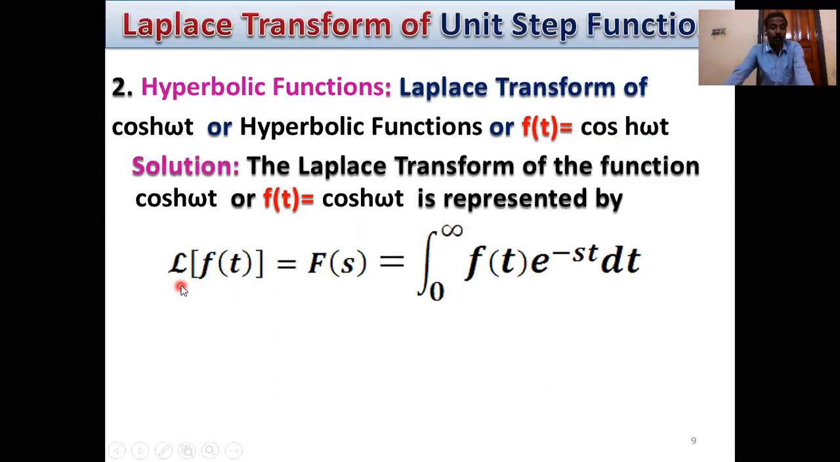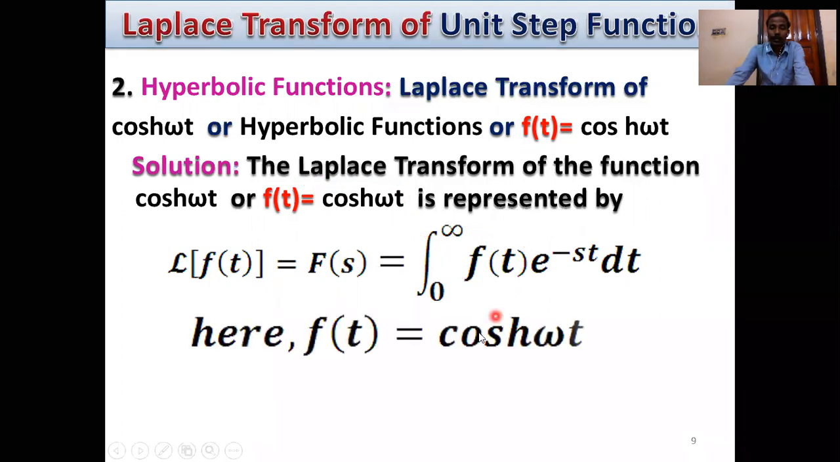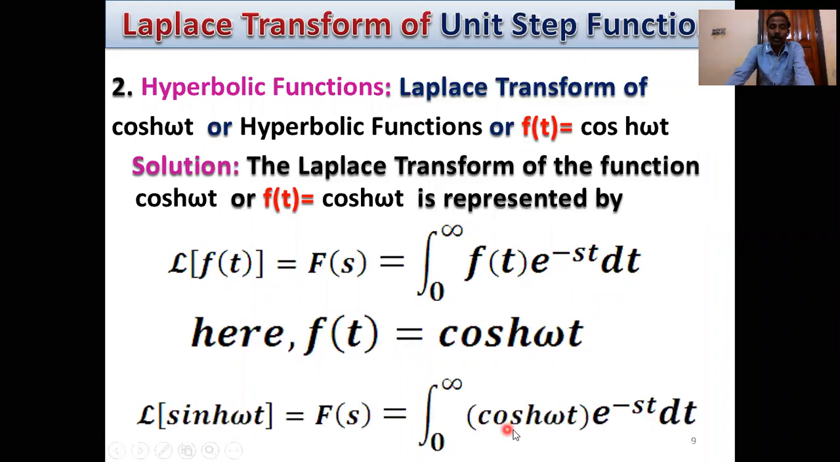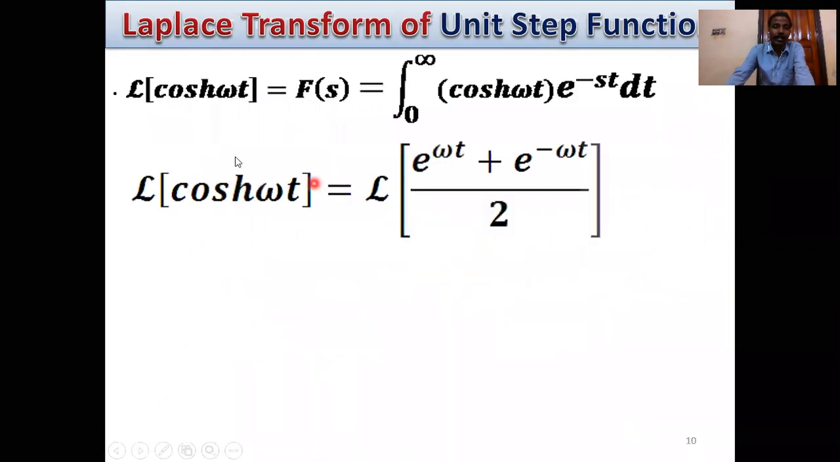The formula: Laplace transform of f of t equals F of s equals integral from 0 to infinity f of t e to the power minus st dt. Then put here f of t equals cos h omega t, and integrate. So put f of t equals cos h omega t, then we get integral from 0 to infinity cos h omega t e to the power minus st dt, and cos h omega t equals (e to the power omega t plus e to the power minus omega t) by 2.